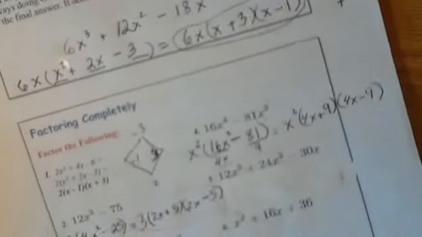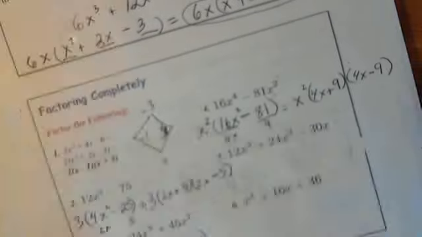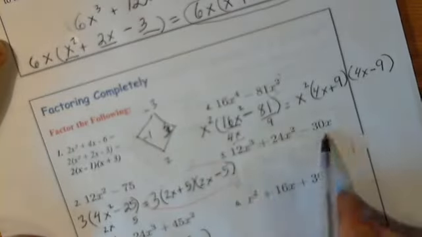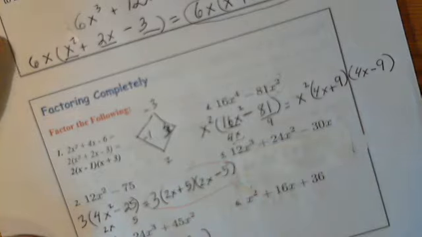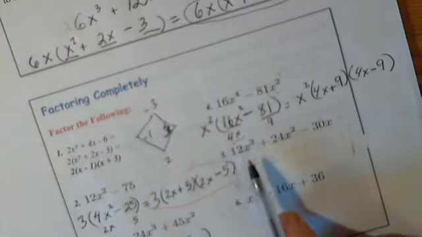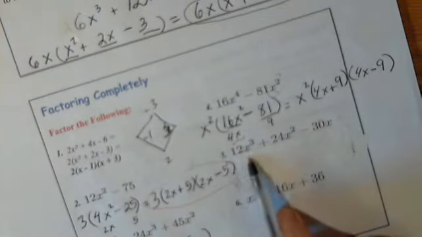Alright, factoring completely, and I left you with two problems to continue on by yourself. So, did you find a GCF for 12x cubed plus 24x squared plus 30x? And let's take a look at this. Let's look at the smallest one. 6 times 2, 3 times 4.